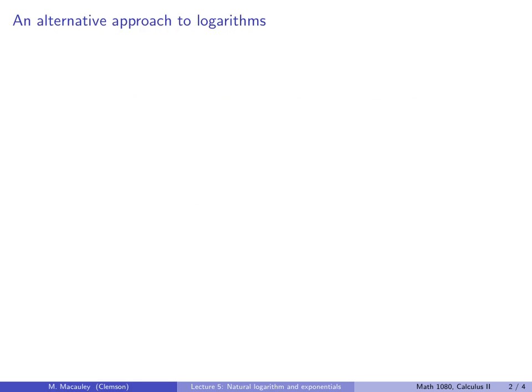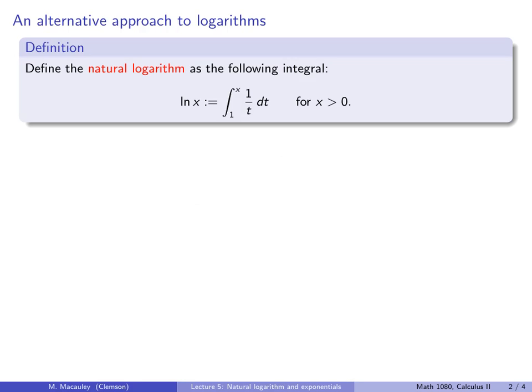You may have seen the definition of a logarithm as being the inverse function of an exponential, but with that definition, it's not so clear how to do things like take derivatives or take integrals. So the natural logarithm is defined as the following integral. Natural log of x is the integral from 1 up to x of 1 over t dt for x greater than 0.